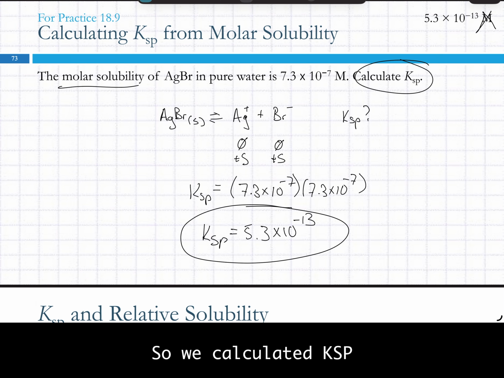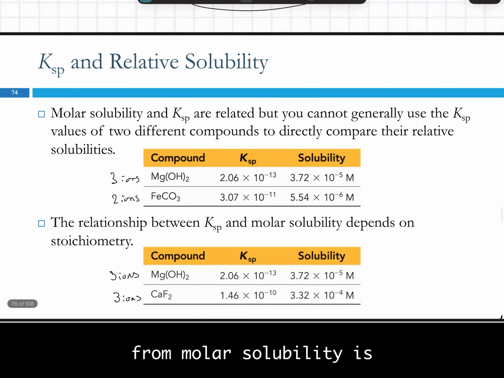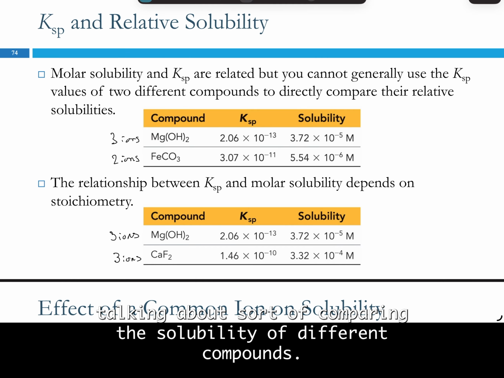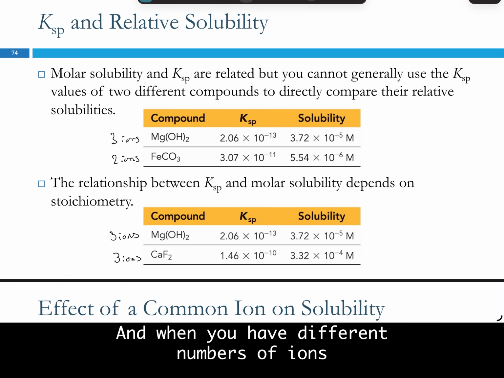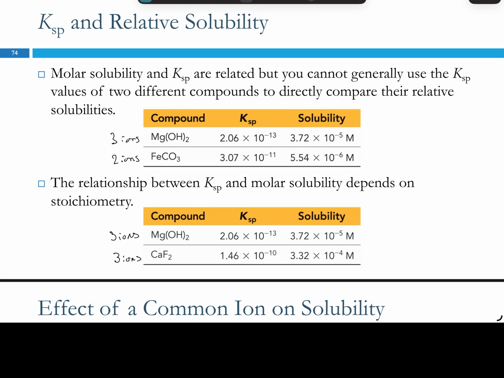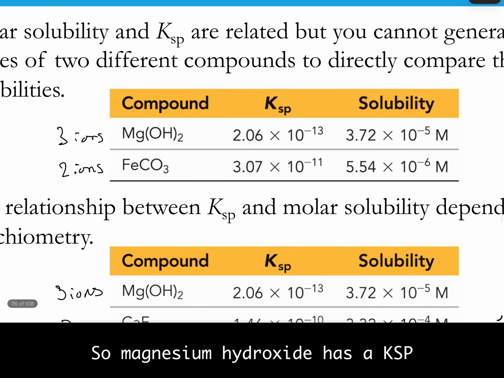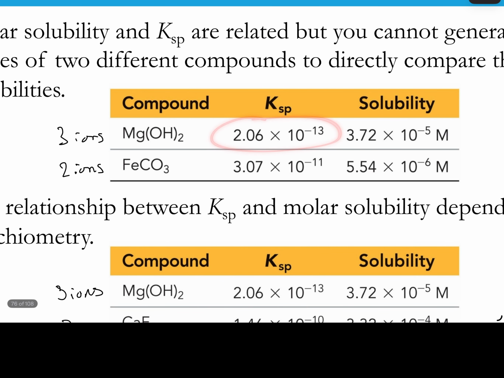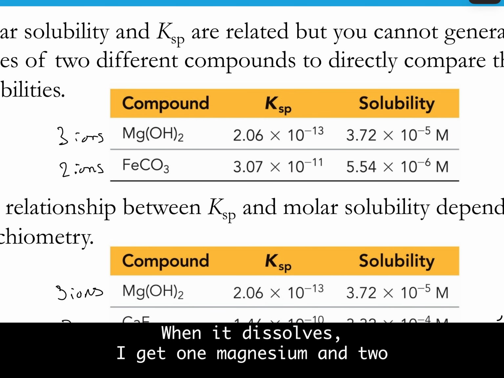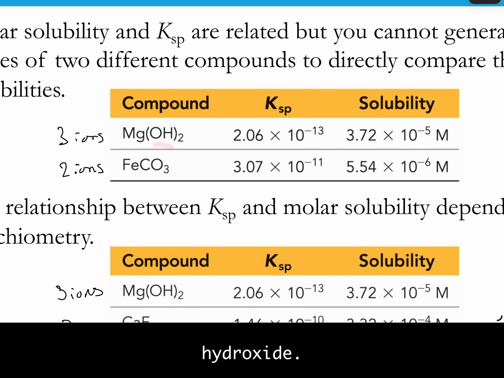So we calculated KSP from molar solubilities, and then we were just at the very end of the last class talking about comparing the solubilities of different compounds. And when you have different numbers of ions that are being produced in a solution, you can't compare them directly. So magnesium hydroxide has a KSP of 2.06 times 10 to the negative 13. When it dissolves, I get 1 magnesium and 2 hydroxides.